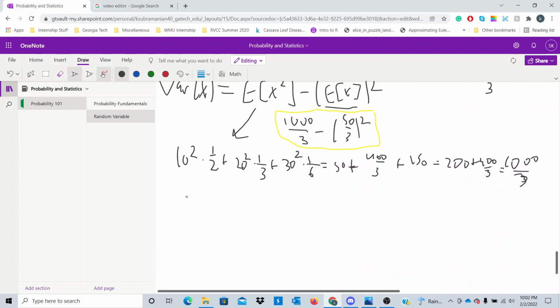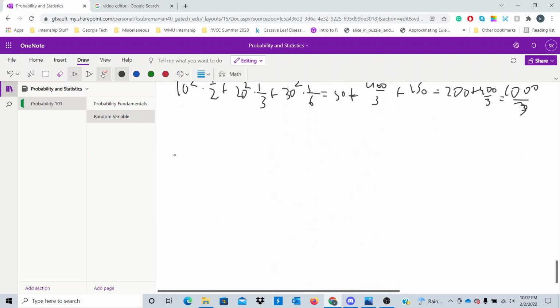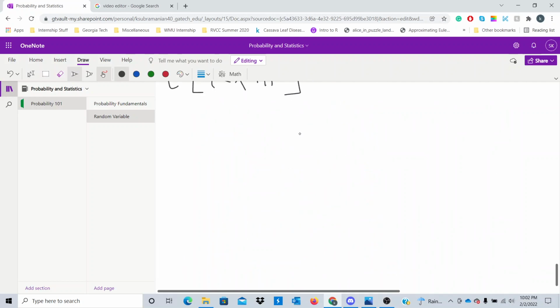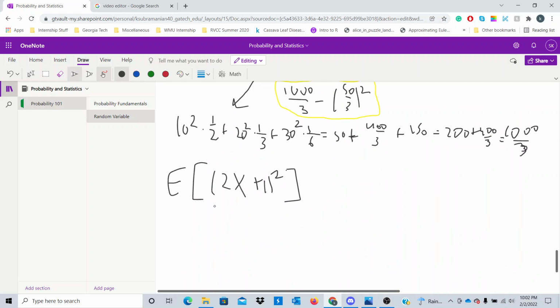Let's do another fun example using this data set, or this table. So let's say I knew the expectation of x, and I'm going to do something a little interesting. What if I want to find the expectation of (2x plus 1) squared? So say my x were these values, just like from earlier. I'm going to create a random variable y by simply multiplying x by 2, adding 1, and then squaring it. Now, what's the expectation going to be?